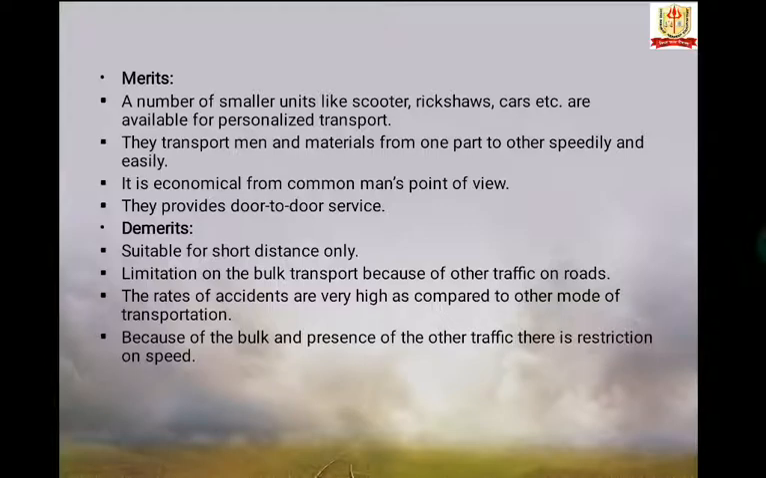Demerits of roadway. Suitable for short distance only. Limitation on bulk transport because of other traffic on roads. The rate of accidents is very high as compared to other modes of transportation because of the bulk and presence of other traffic. There are restrictions on speed.